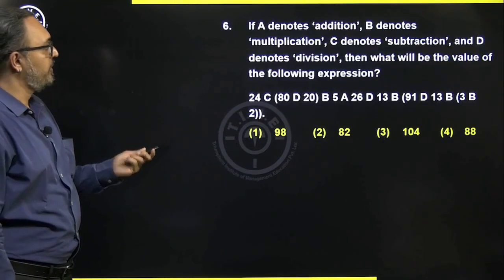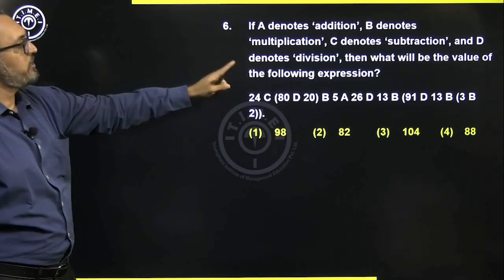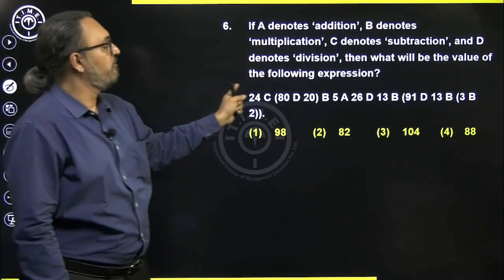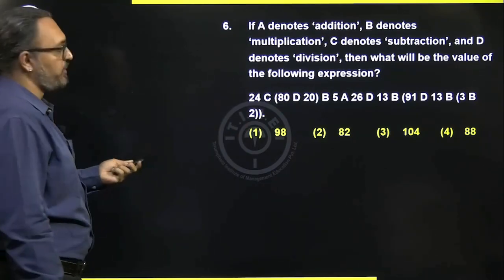Then, if A denotes addition, B denotes multiplication, C denotes subtraction, and D denotes division, then what will be the value of the following expression? So, this is the expression we have. Let us first take the expression and answer.